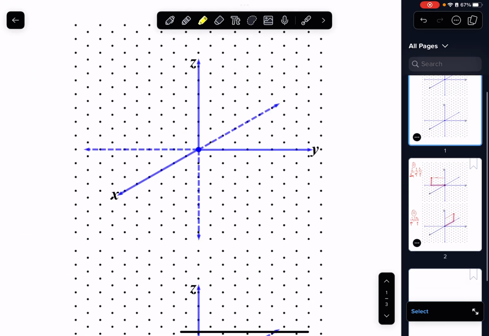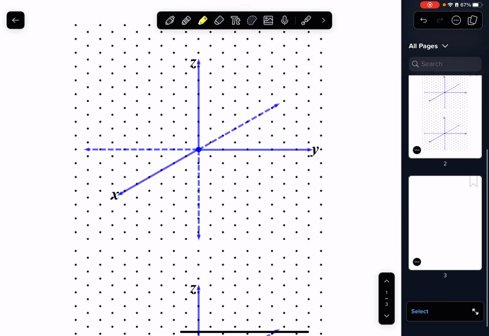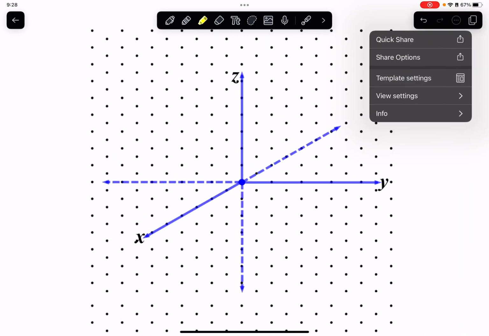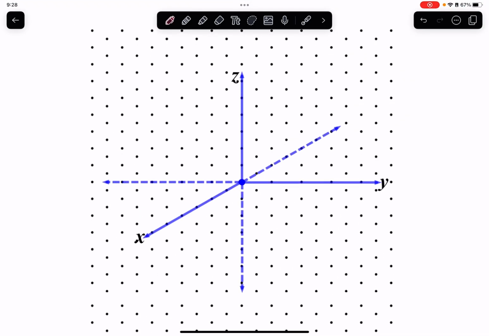Okay, so I think I gave you the exact amount to do. So each graph here is going to be one problem. So this is going to be problem 11. Problem 11 is 0, -3, 3. So that's what we are graphing, okay?